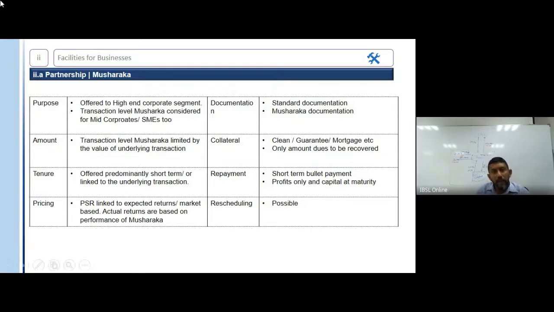Okay. So in terms of purposes, we will look at the nuts and bolts quickly on Musharaka in terms of purpose. This is offered to the high-end corporate segment. Transaction level Musharaka is considered for mid and SME corporates. Why is that? I think this was the question previously raised also.